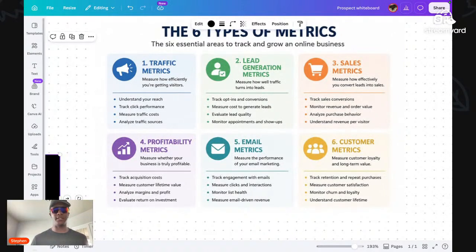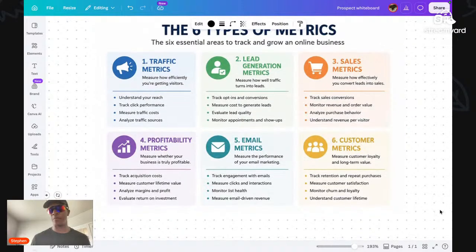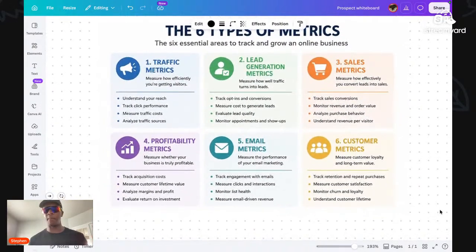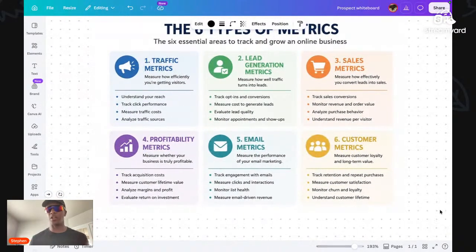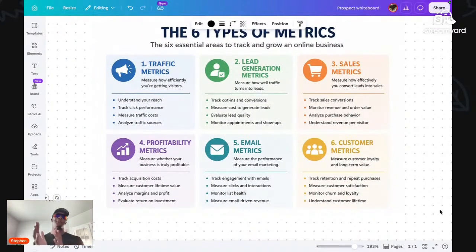And last but not least, customer metrics. Track retention and repeat purchases. We're going to be measuring customer loyalty and long-term value, measuring customer satisfaction, monitoring churn and loyalty, understanding customer lifetime. So I'll be kind of bleeding over from one metric to the next, as y'all can see, but we want to know how our customer goes through our sales funnel. We want to know what they do, how they do it, so we can begin to make things easy for them to buy from us and attract more people like them.